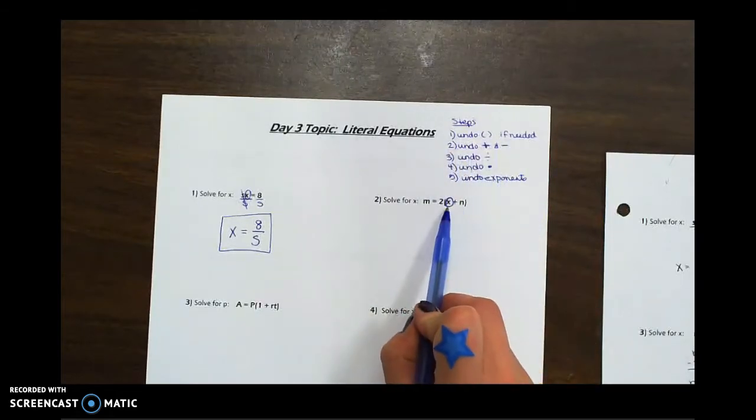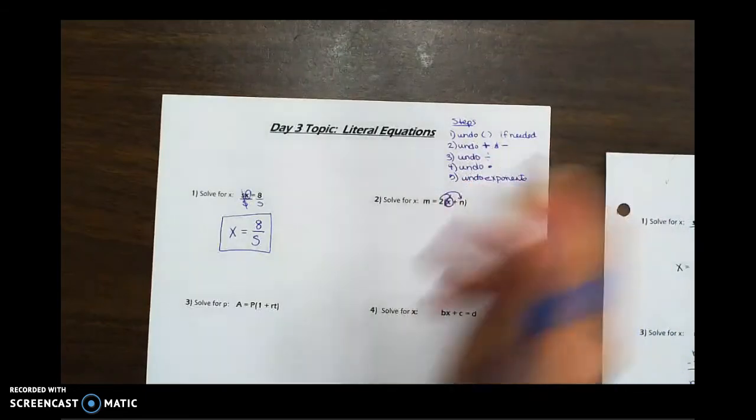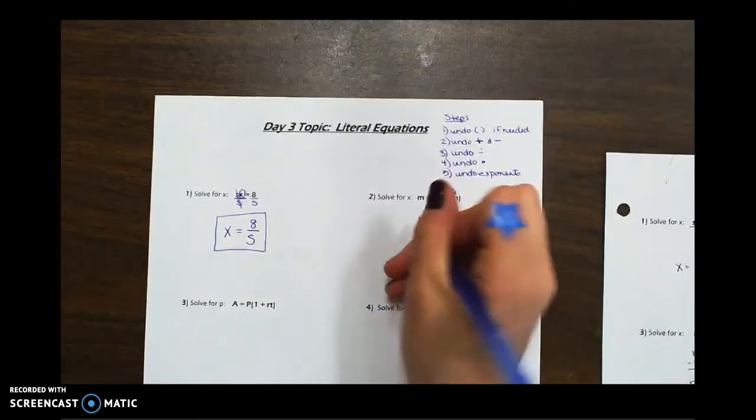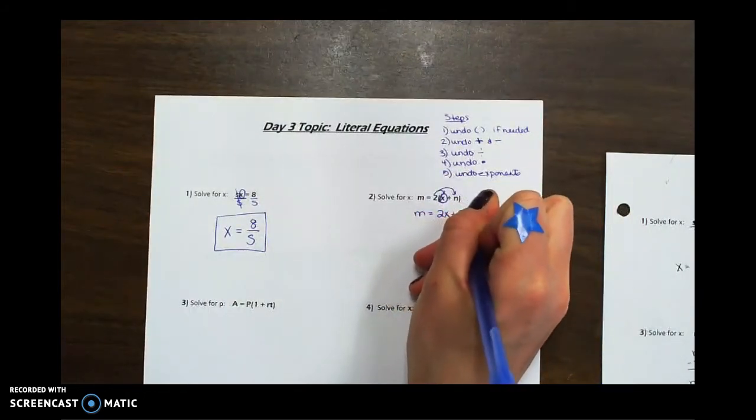Let's take a look. Right now, is your x inside of the parentheses? It is. So the first thing we're going to do is distribute, because I want to make sure that I can get my x to the outside. So we're going to have m equals 2x plus 2n.